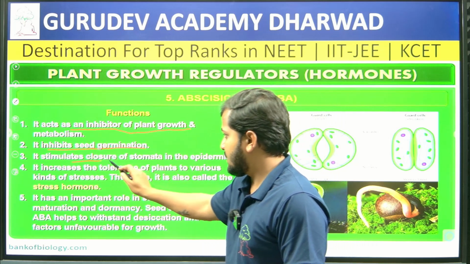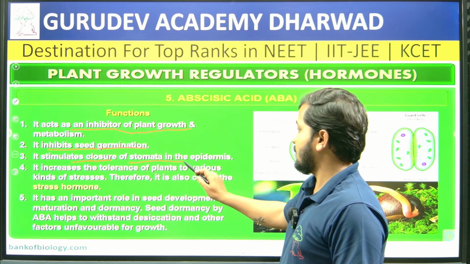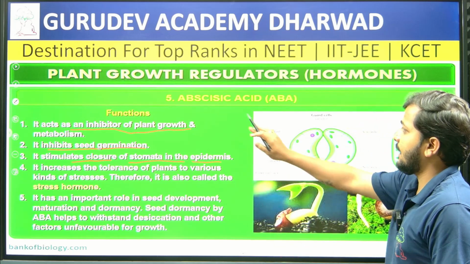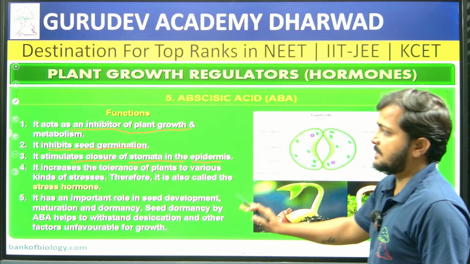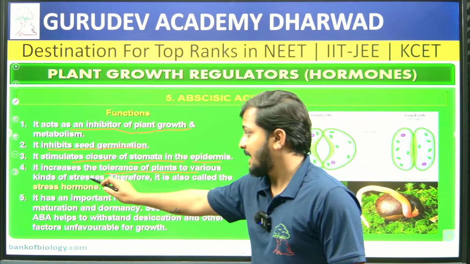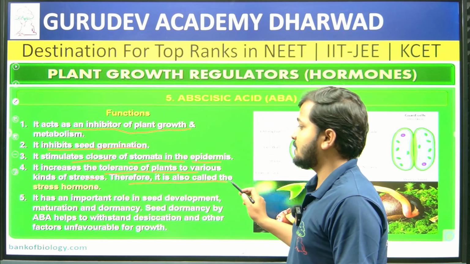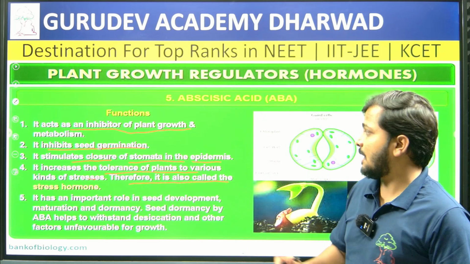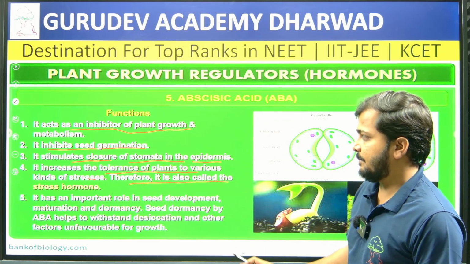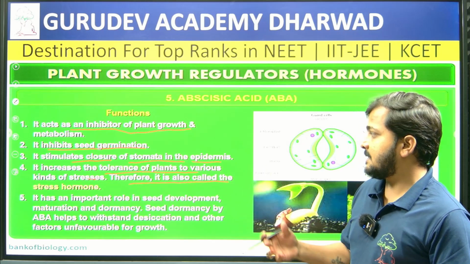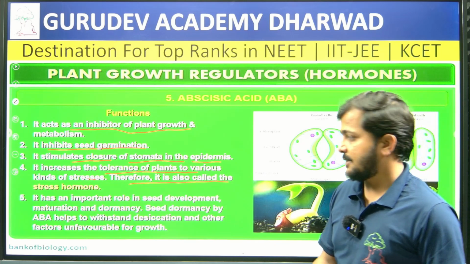Then it stimulates the closure of stomata in the epidermis. So closing of stomata is brought about by abscisic acid. It increases the tolerance of the plant to various kinds of stress. Therefore it is also called the stress hormone. Now, which is the plant stress hormone? That is abscisic acid, because it makes the plant resistant with respect to stressful conditions, right?